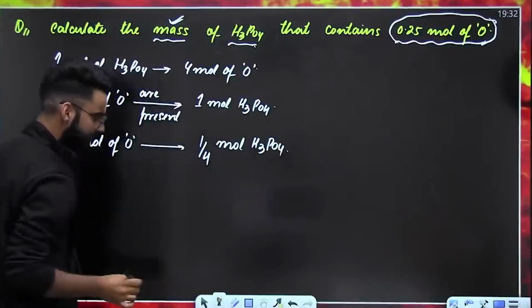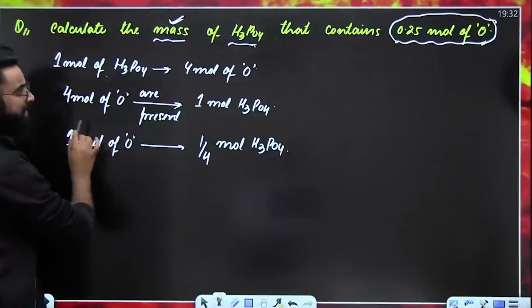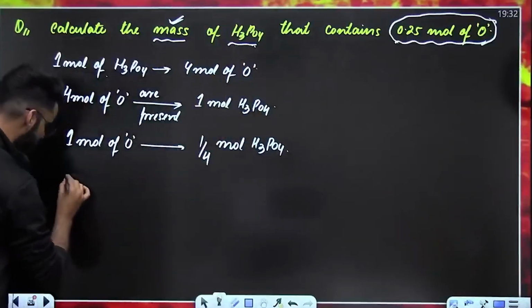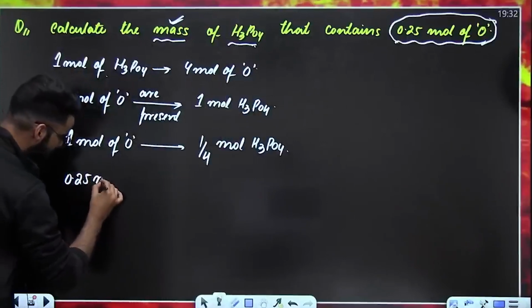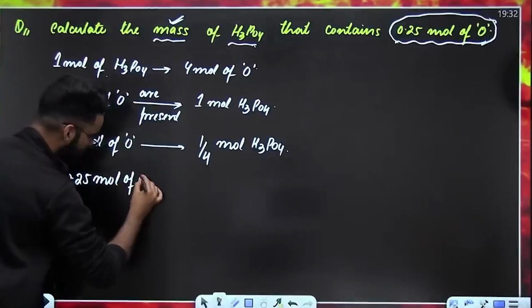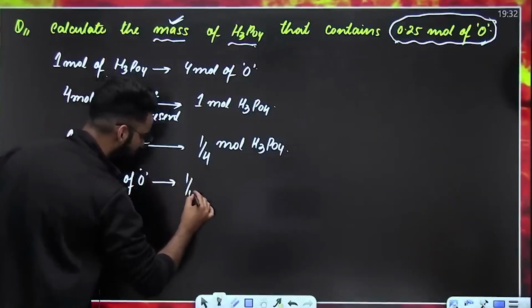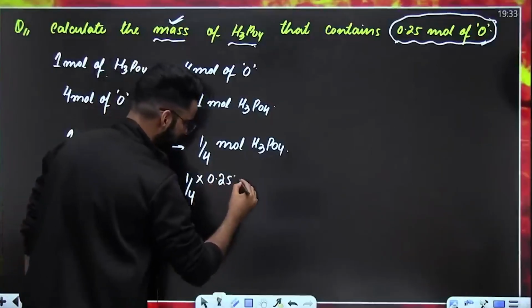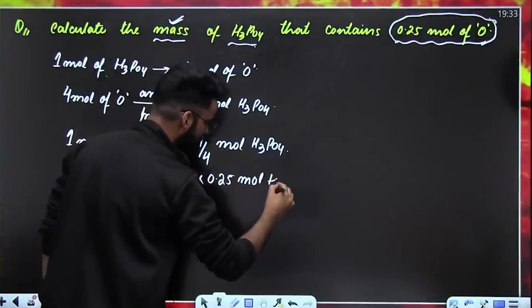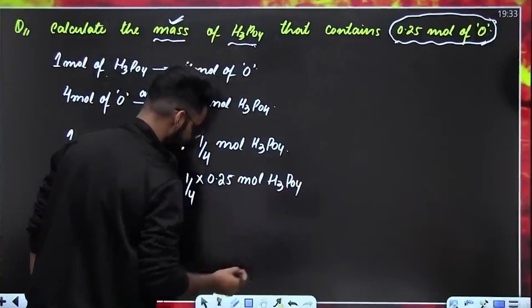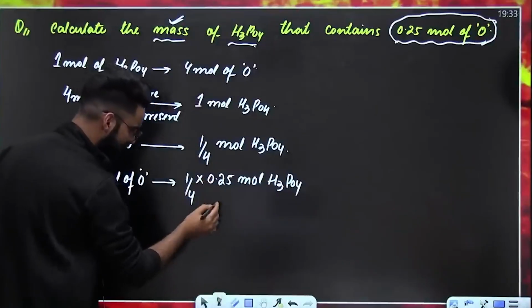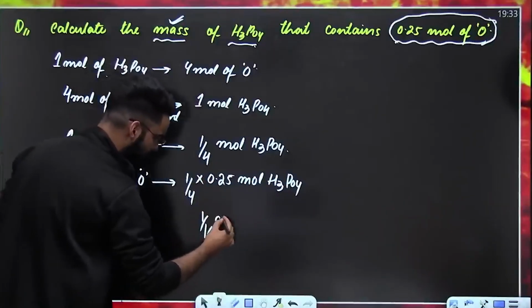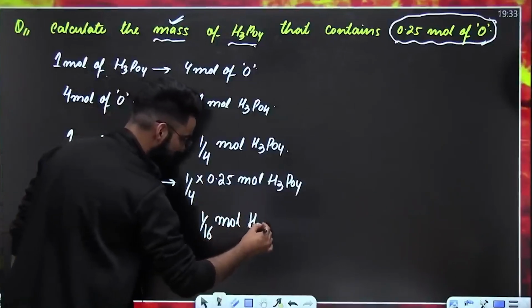Correct? Now, how many moles of O am I given? I am given 0.25. So, 0.25 moles of O are present in 1 by 4 multiplied by 0.25 moles of H3PO4. So this is 1 by 4, this is also 1 by 4. The value comes out to be 1 by 16 moles of H3PO4.